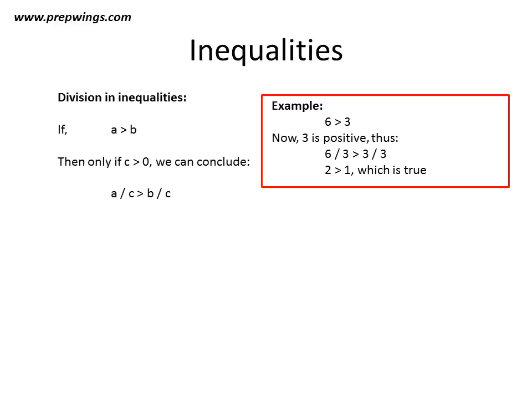So again, we see the example here. 6 is greater than 3. Now we divide this inequality by 3, which is a positive number. So 6 by 3 is 2 and 3 by 3 is 1. Okay, so 2 is greater than 1. And if you look at it, the inequality sign remained the same because 6 is greater than 3 and 2 is greater than 1. Okay, the sign didn't change.